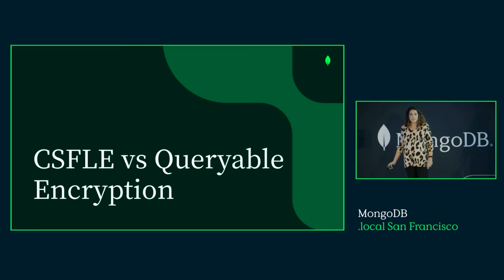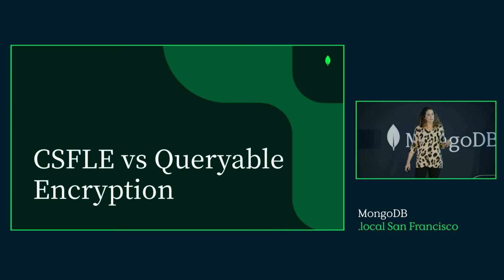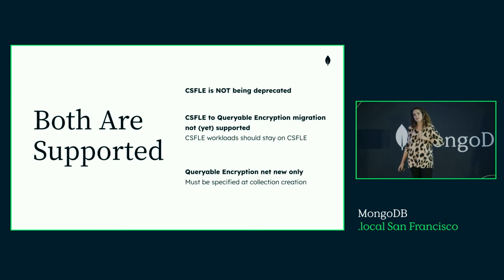So let's talk about CSFLE, client-side field level encryption. If you don't know about it, you should definitely look into it, because there's still a lot of applicability there. And then queryable encryption, what are those differences? One of the big questions we get is, is CSFLE being deprecated? And it is not. Like I said, there are still a lot of use cases where CSFLE is a great solution, if not a preferable solution.